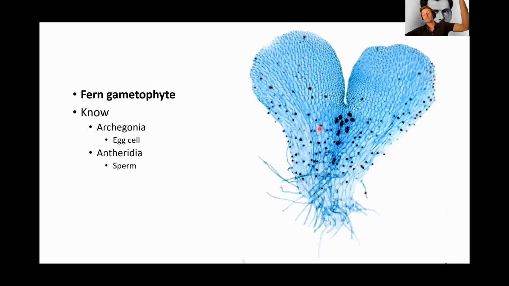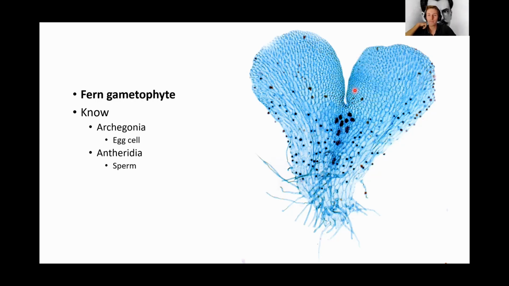The spores turn into a gametophyte, as always, and the gametophyte looks like this. It's very beautiful. It looks like a heart. Antheridia are on the sides here. Archegonia are in the middle. This is the slide. If you look closer, the archegonia have a bunch of eggs in them, and if you look closer, the antheridia have a bunch of sperm in them.